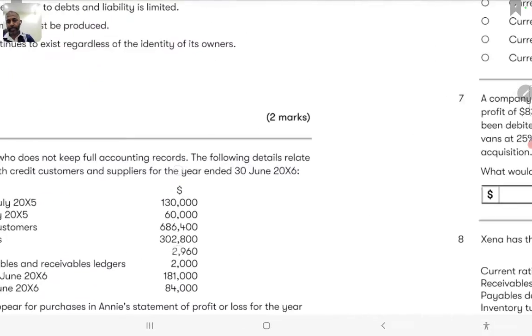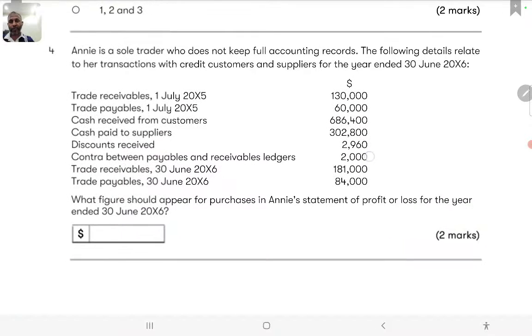Today we will take up the next question, question number 4. Amy is a sole trader who does not keep full accounting records. The following details relate to her transactions with credit customers and suppliers for the year ended 30 June 2016. Trade receivables, opening balance, closing balance, cash received from customers, cash paid to suppliers, discount received, contra between payables and receivables, trade receivables at the closing balances. What figure should appear for purchases in Amy's statement of profit and loss for the year ended 30 June 2016?